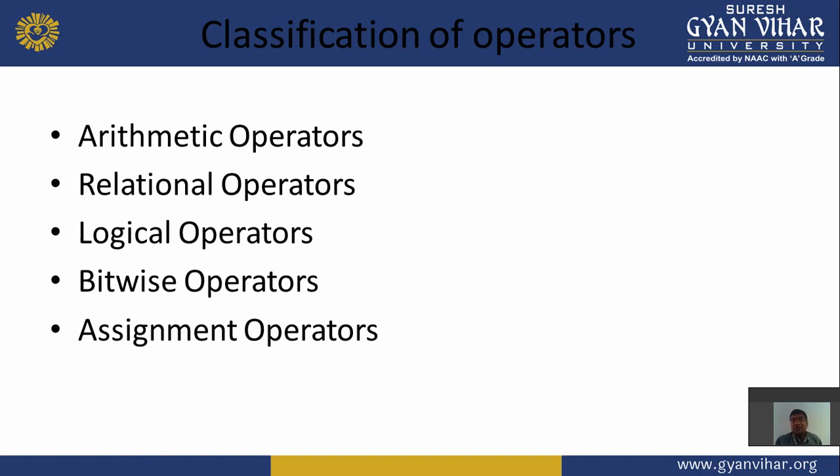Next is the bitwise operator. A bitwise operator performs operations on binary numbers, like and, or, not. When we use the double and, then it works on the conditions, and if we use the single and, then it works on the binary numbers. Same for the or operator. If we use the double or, then it works as a logical operator. If we use the single or, then it works as a bitwise operator.